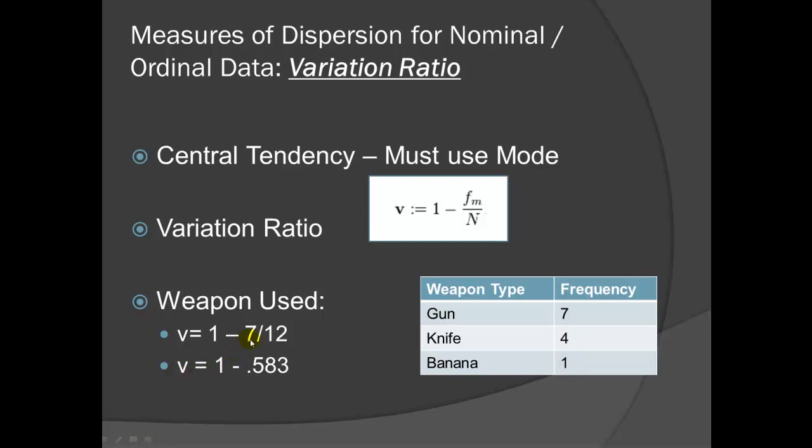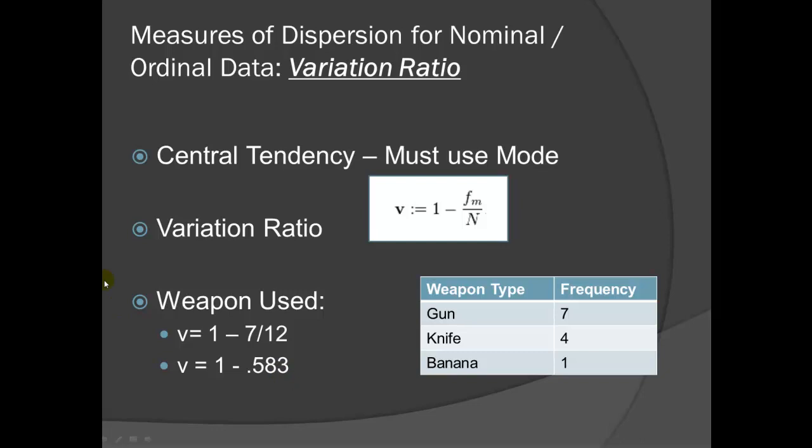So we'll do this a bit at a time. We do this part first, again remembering our order of operations. That gives us 0.583 if we actually do 7 divided by 12. So now we take 1 minus 0.583. This 0.583 represents the proportion of values in your mode.